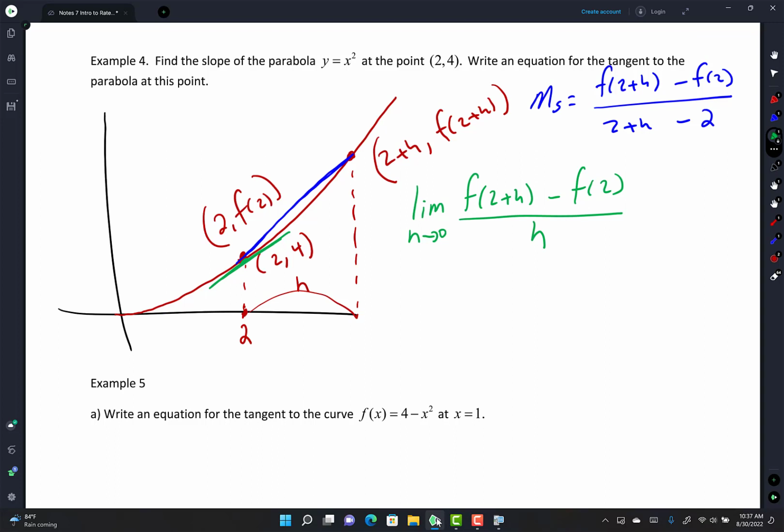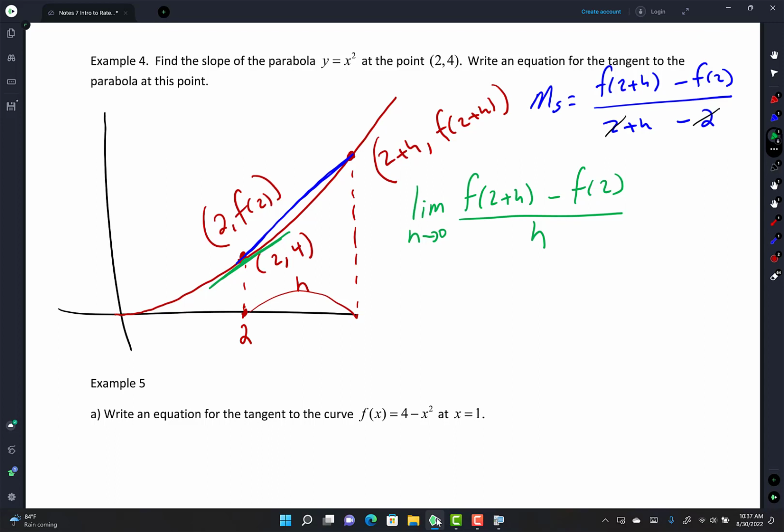Yeah. Are we okay with that? Yes. You see how in the blue here I have 2 plus h minus 2? Notice that the 2's cancel out. Are we okay, guys? Here we go.